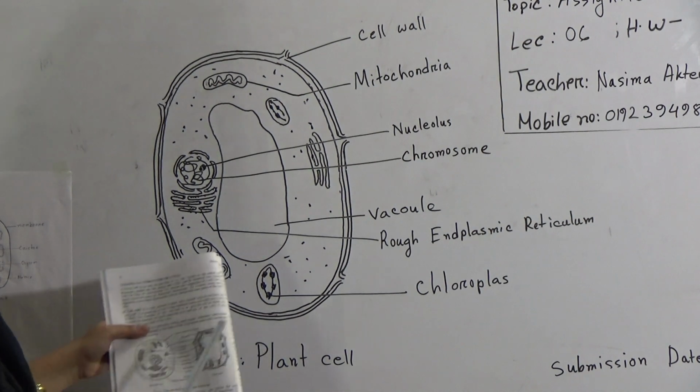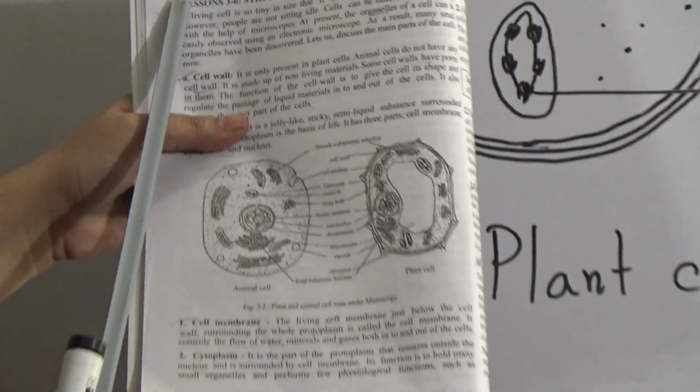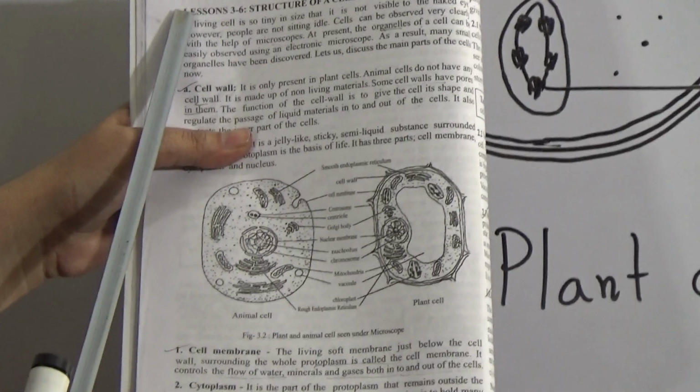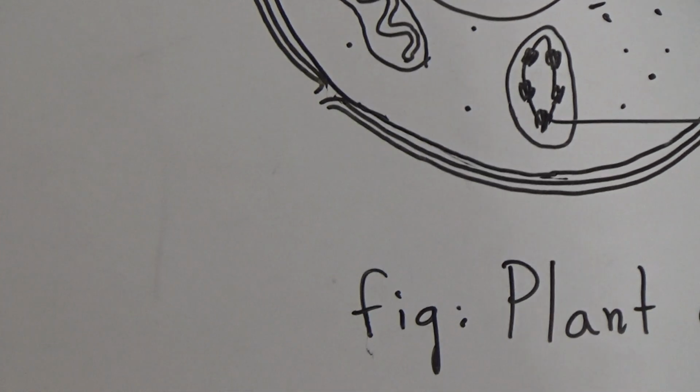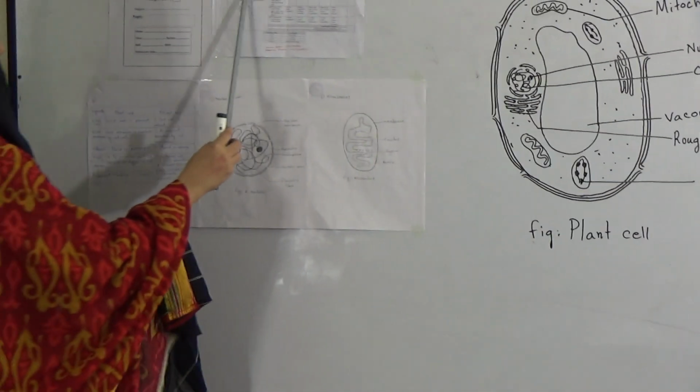For this you can follow your book. For the label diagram, you can follow your book. This is page number 26. Next is B number, organelles of plants and animal cells.